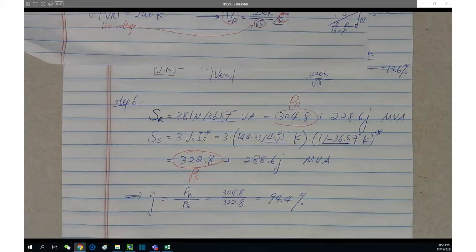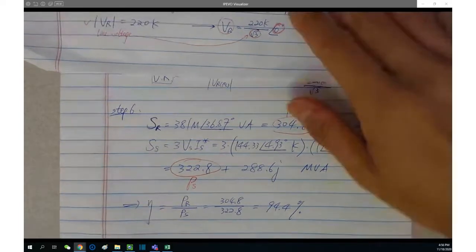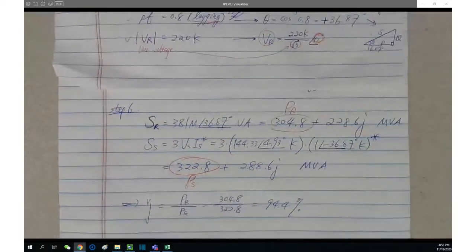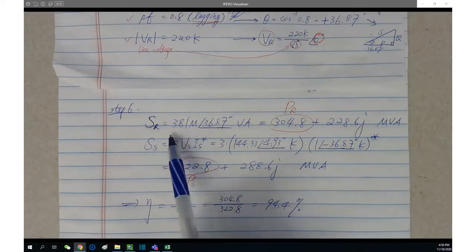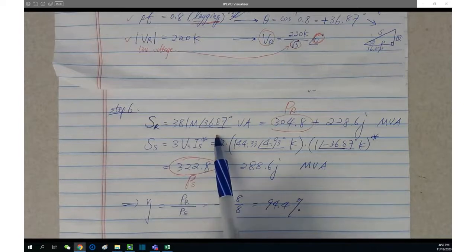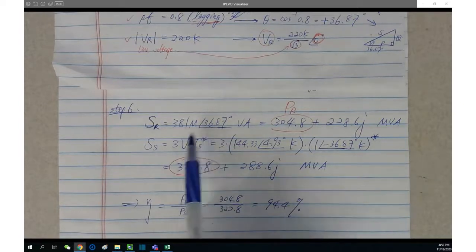Any questions for this entire problem? Every step, every logic clear? SR, when we were given that, was for all three phases. That's why we're multiplying by three for SS. That's why we multiply by three. SR given, yes, it's three phase for sure. Oh, okay. It's three phase, no problem.